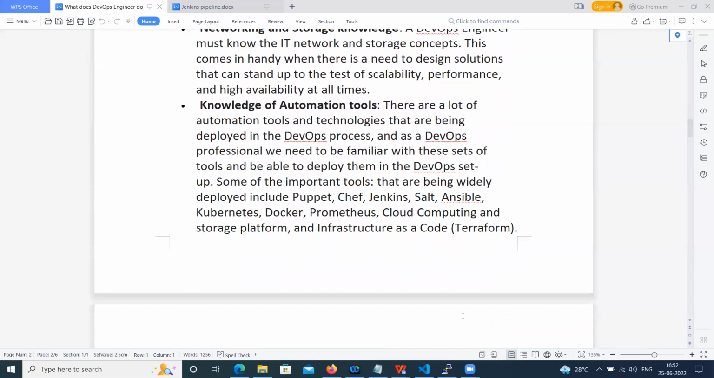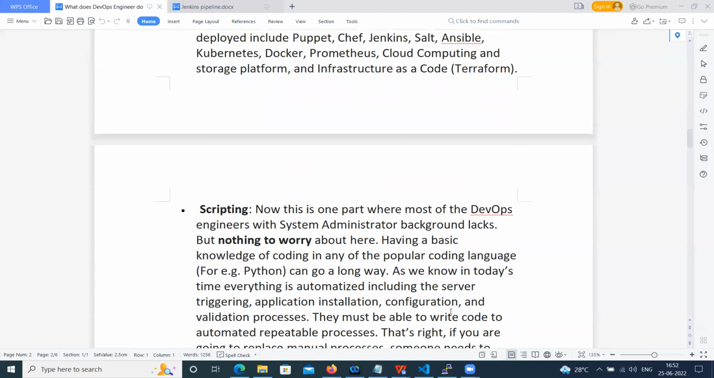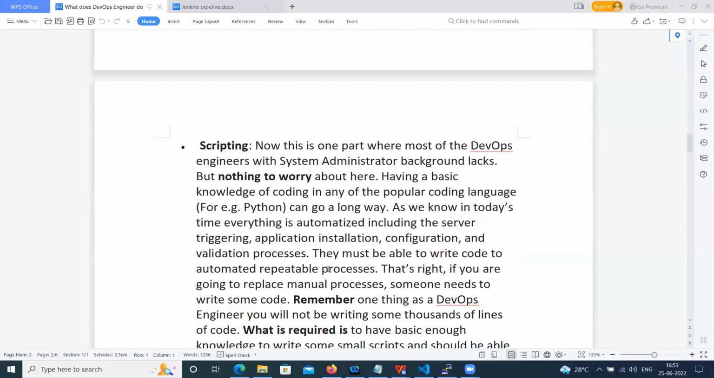Next, what skills do we need? We should have knowledge or practical experience in scripting. This is the one part where most DevOps engineers with a system administrator background lack. Most system admins don't have this knowledge, but you can learn it, so nothing to worry about here. Having a basic knowledge of coding in any popular language, for example Python, can go a long way. Today everything is automated, including server provisioning, application installation, configuration, and validation processes. So they must be able to write code to automate a repeatable process.